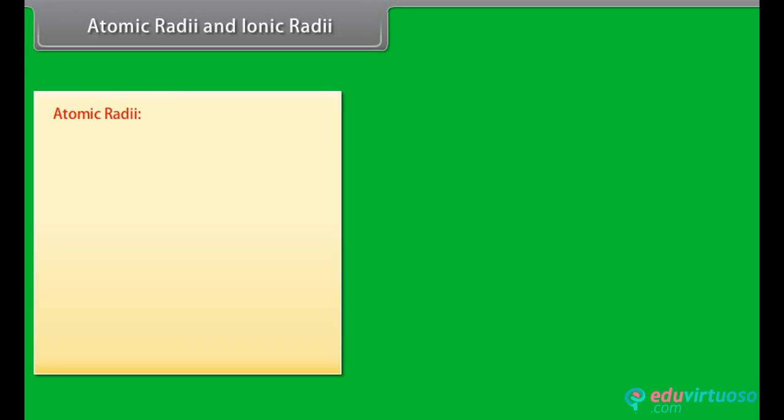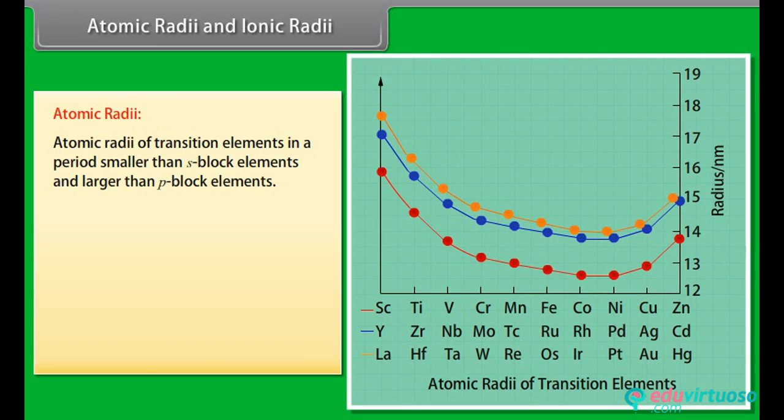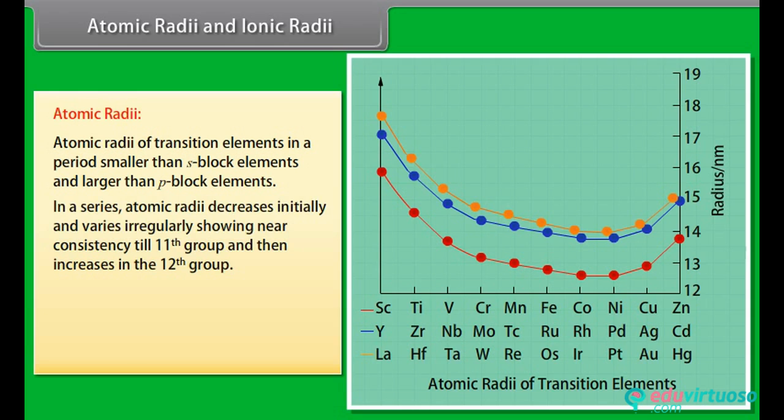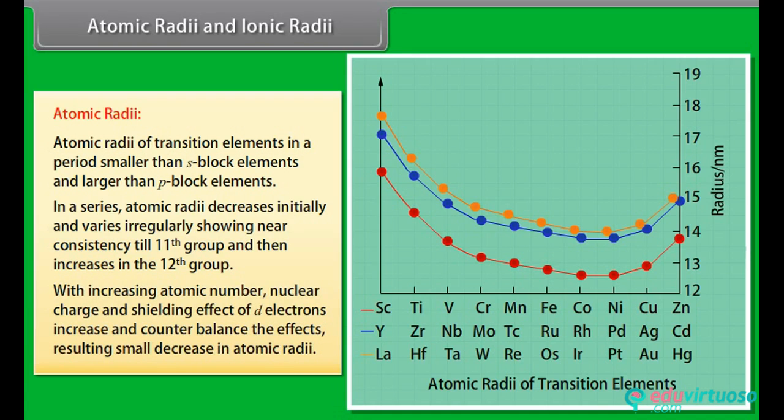Atomic radii. Atomic radii of transition elements in a period are smaller than S block elements and larger than P block elements. In a series, atomic radii decrease initially and vary irregularly, showing near consistency till the 11th group and then increase in the 12th group. With increasing atomic number, nuclear charge and shielding effect of d electrons increase and counterbalance the effects, resulting in a small decrease in atomic radii. In zinc, cadmium and mercury, there is an increase in atomic radii due to electron repulsion which exceeds the nucleus' outermost shell attraction.